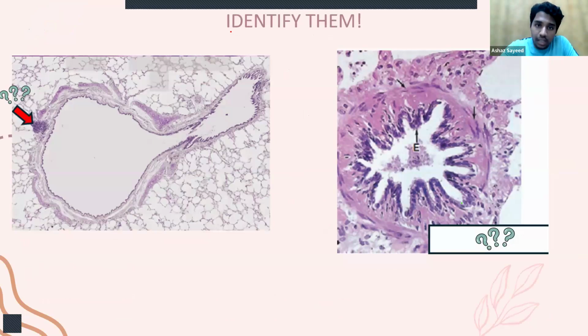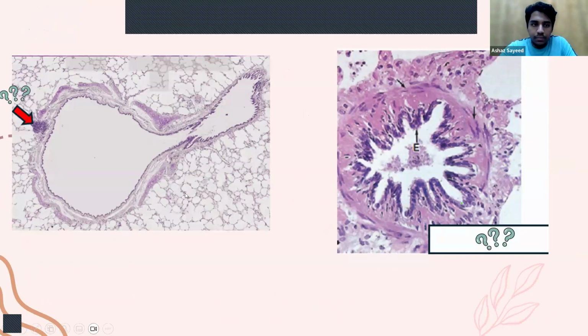So identify them is the last round. Identify what's here. So yeah, this was bronchiole and this was like a small bronchiole. So that's walled and this is a small bronchiole.